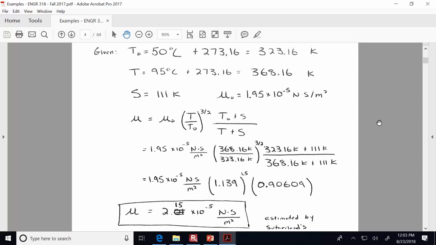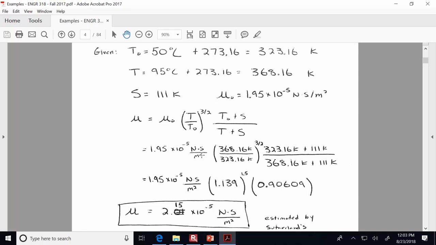Okay, so remember that the purpose of this equation is to estimate viscosity of a gas at some temperature where you don't have the value known from a table. So you have to start with the value where you do know the viscosity, and in this case we know the viscosity at 50. So what we're saying is the original viscosity at 50 was 1.95 times 10 to the minus 5th Newton seconds per meter squared.